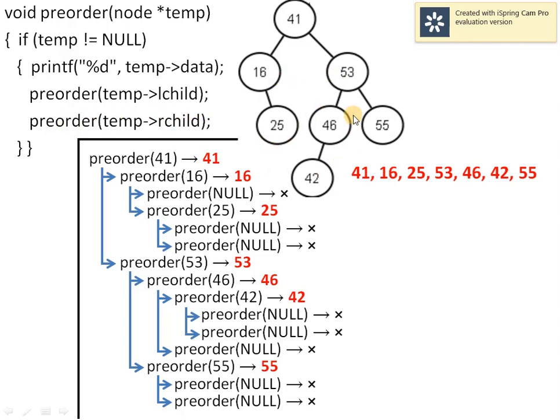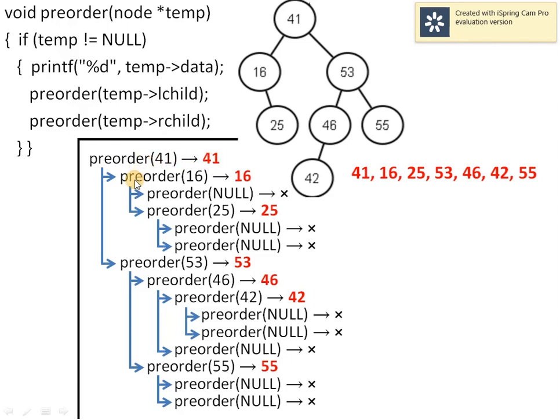So if this is the given tree, we can easily get its pre-order traversal. It comes out to be 41, then 16, then 25, 53, 46, 42, and then 55. If I look at the execution, then we have to start with the root node. So pre-order will be called for the root node first with temp data equals to 41. So we have printed 41 because 41 is not null.